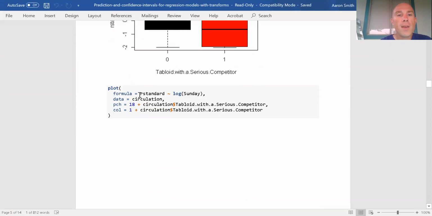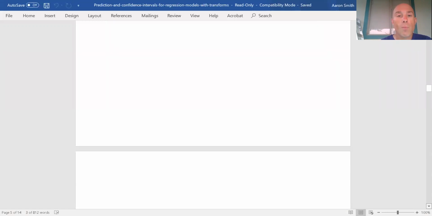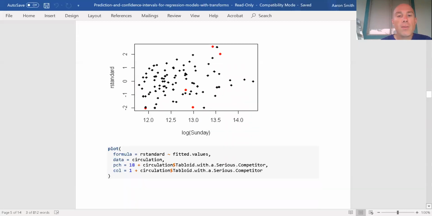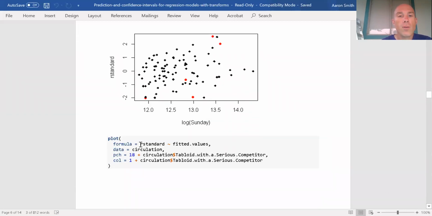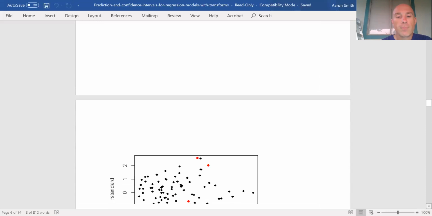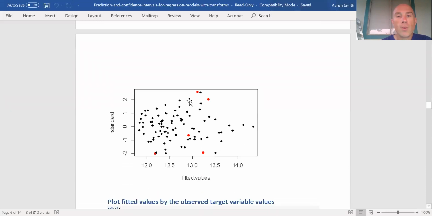All right, so now let's take a look at the residuals by the log of the observed target value. And I don't really see a pattern. Let's go ahead and look at the residuals by the fitted values. And I really don't see a pattern. I mean, there's kind of a tail-looking thing, but I'm not too worried about that. I saw it on the previous plot also. I think it's okay.